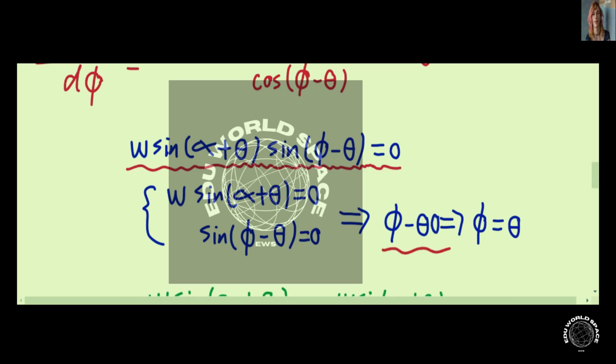And this will give us, let me see. So these two equations here give us phi minus theta is equal to 0, which means that phi is equal to theta. So now we have the answer for angle phi. So angle phi is equal to angle theta.